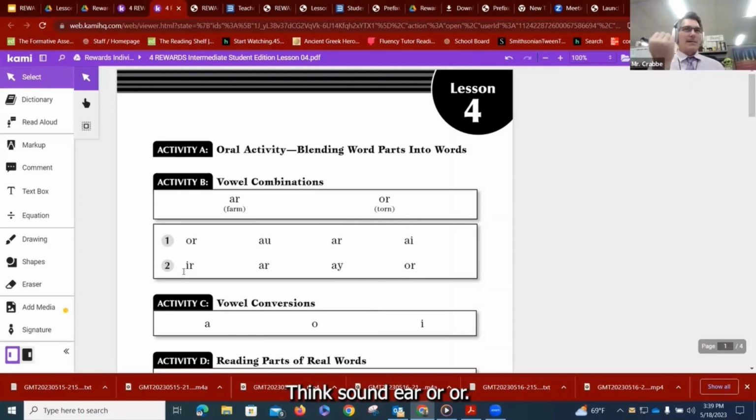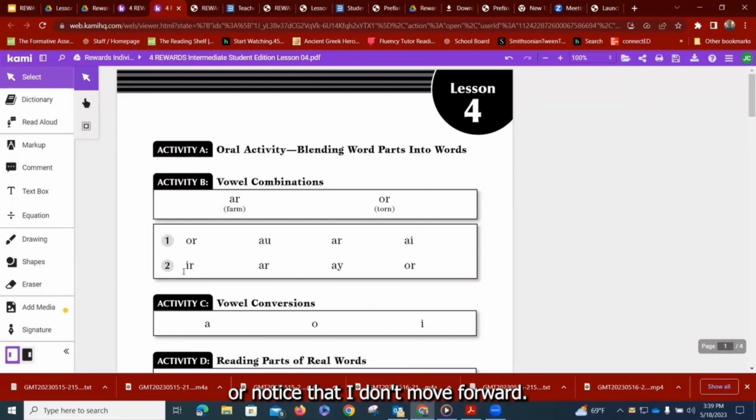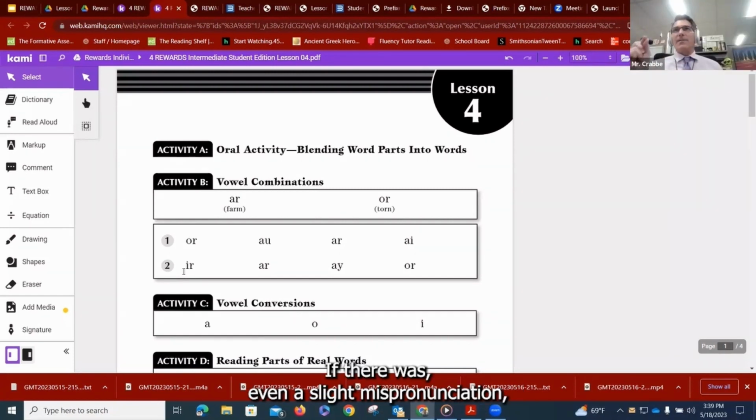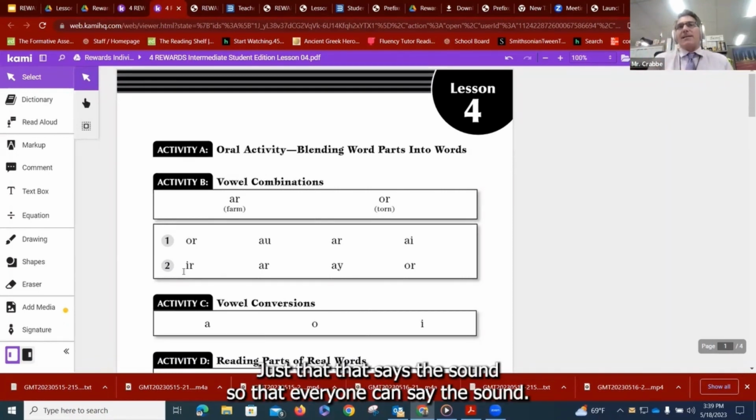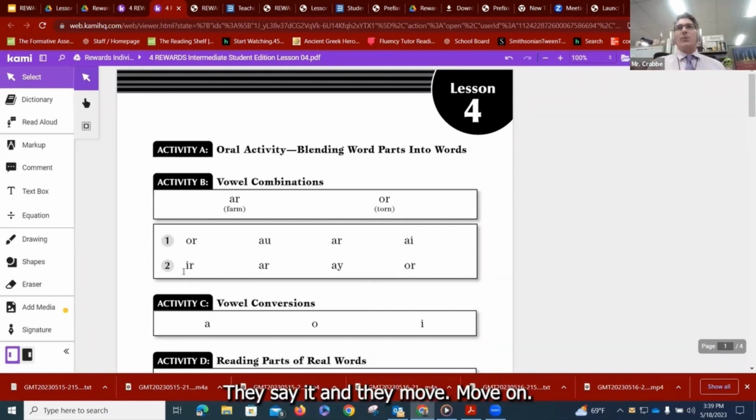Think, sound. Ear. Yeah, and that's good. The sound is, let's say it again. Think, sound. Notice that I don't move forward. If there was even a slight mispronunciation, we don't make a big deal about it. The teacher just says the sound so that everyone can say the sound. They say it and they move on.